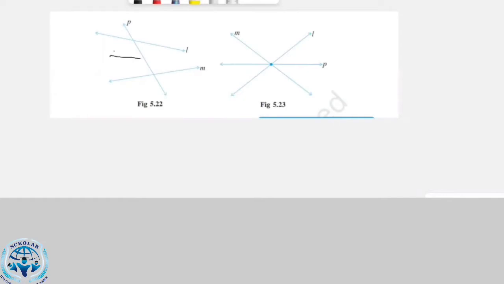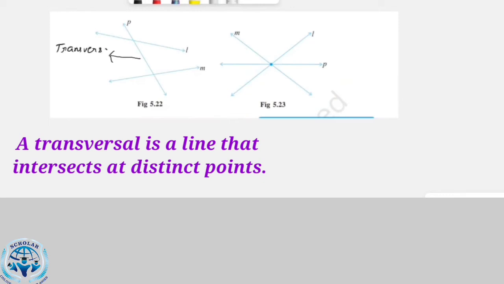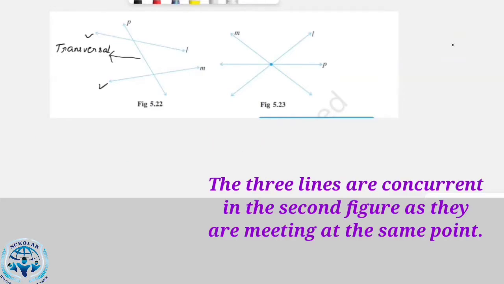This is a transversal which is crossing two lines. In the second figure, there is a line which is crossing two lines, but it is not a transversal. A line that intersects two or more lines at distinct points is called a transversal. In the second figure, the lines are concurrent. The point is the point of concurrency because there are no distinct points. It is a single point intersection. They are passing through the same point.